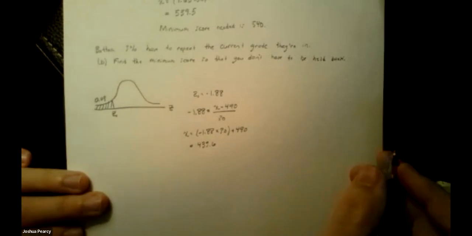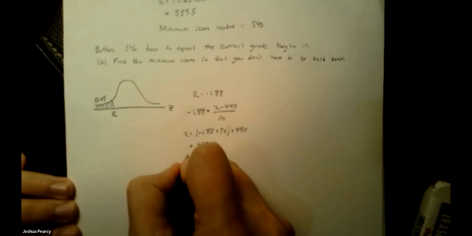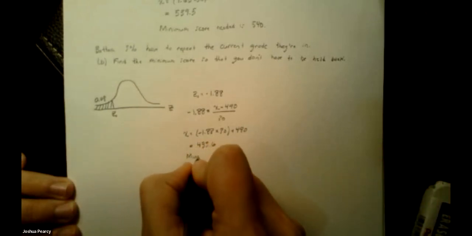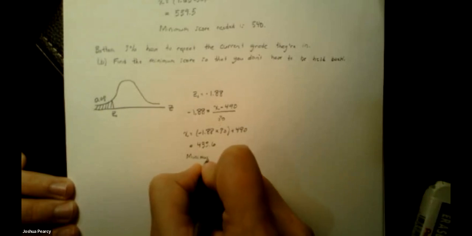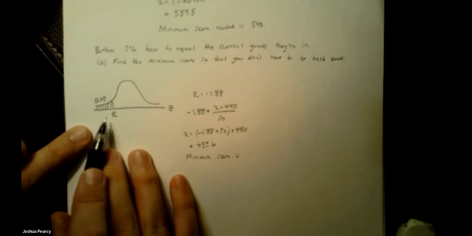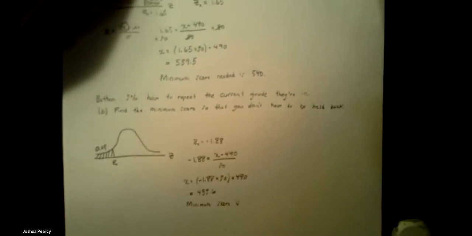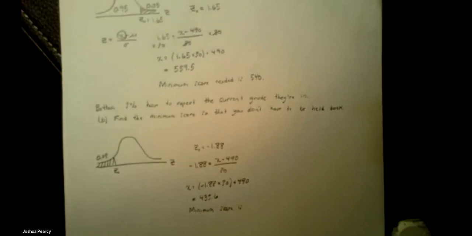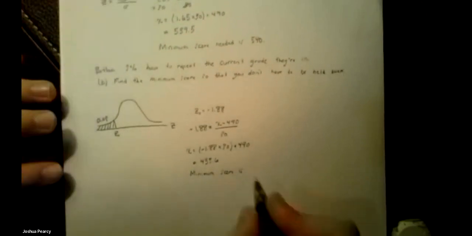In this case, you want to round that up again. So the minimum score is 434. That's pretty similar to the one we just did. Except different. It's just, in this case, I tell you the area to the left already, but in this one, I told you the area to the right. So you just had to find the area to the left. So it's basically the same idea.